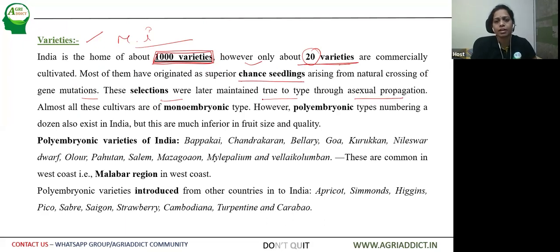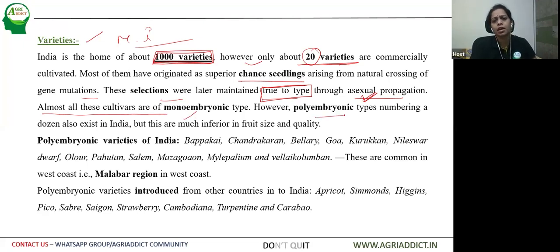So first, in order to get a variety, you have to go for hybridization or natural selection. Thereafter, in order to maintain the true to type for that variety, one has to go by asexual means of propagation. The stem, leaf, root, and all the vegetative parts can be used for multiplication of the cultivar. Then among all these cultivars, almost all are monoembryonic in type.